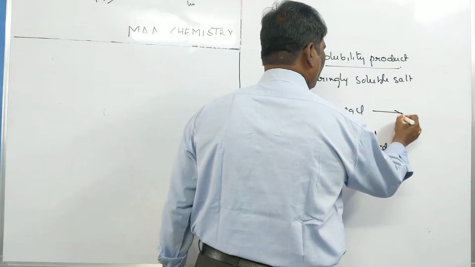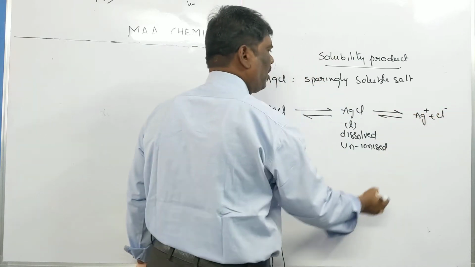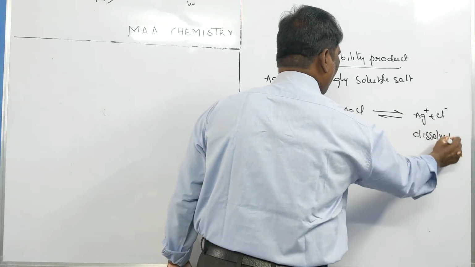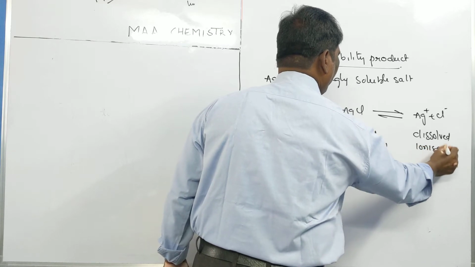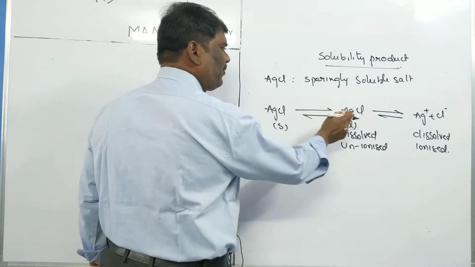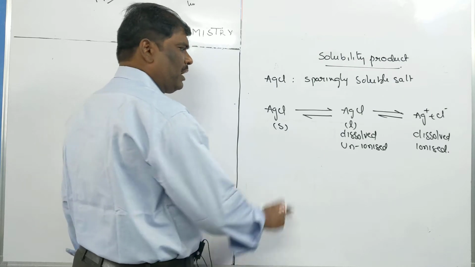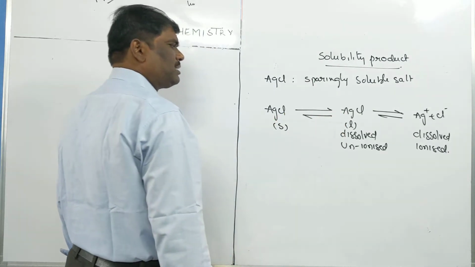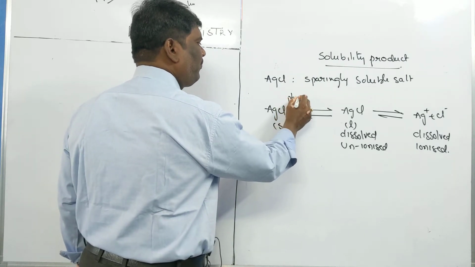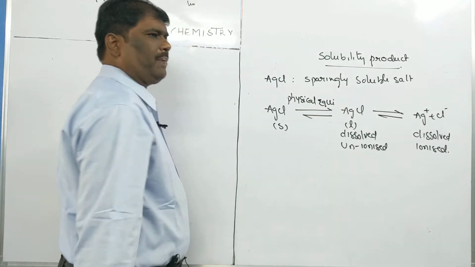Now out of them, some molecules undergo ionization. So this is called what? Dissolved and ionized form. Here in this one, the chemical formula is the same. They differ only in the physical state. The equilibrium in which substances differ in physical state is known as physical equilibrium. This is the physical equilibrium.